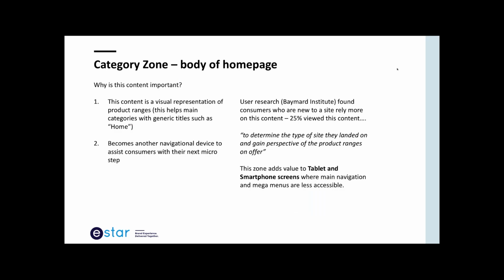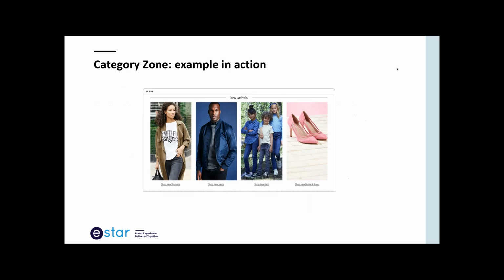So, some examples in action. This is taken from House of Fraser, and they present a large portion of their main categories pictorially in the body of their homepage. They've made a little bit of a change since the time I pulled this off the homepage. I thought it was really good because they're actually featuring the new arrivals within each of their main categories.